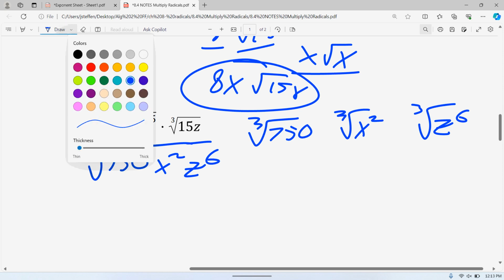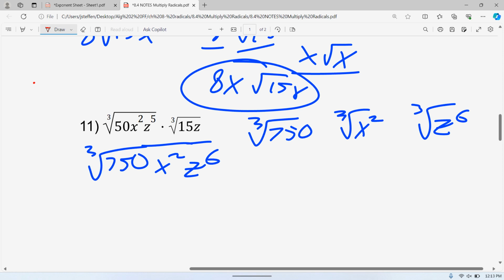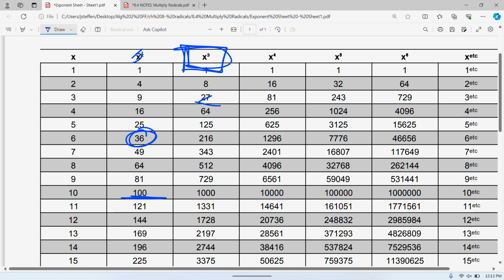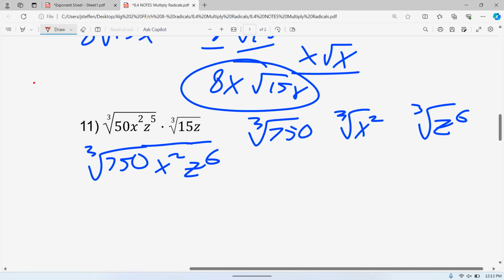So again, hopefully you know how to do this part by now. If not, let me know. But for that one, 125 works. One is from our list. So we have the third root of 125, the third root of 6, 5.